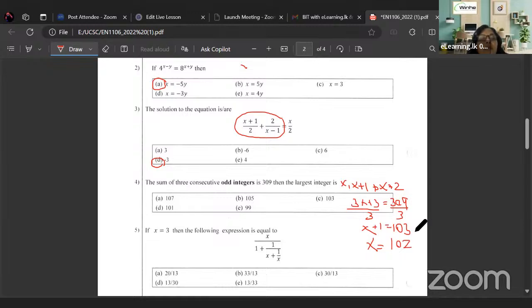All right. Here not 3 consecutive integers, right? Says 3 consecutive odd integers.